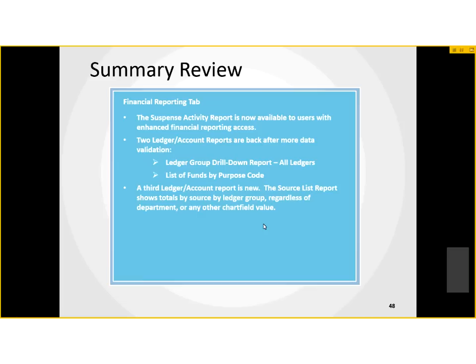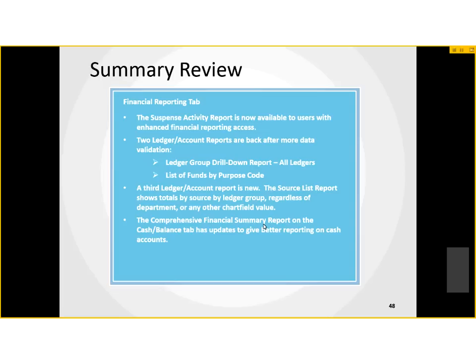There is a third ledger account report, and that's the source list. So that's brand new, and that lets you kind of see source at the highest level. So you can see exactly where you stand budget to actuals at the highest level on a source. So that's been a much requested report and is now available.